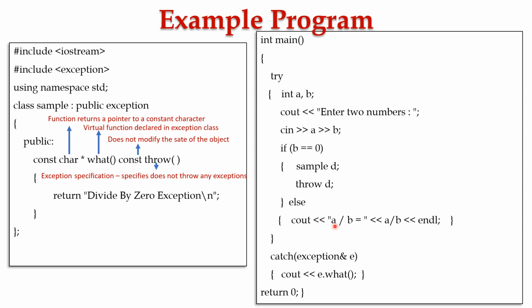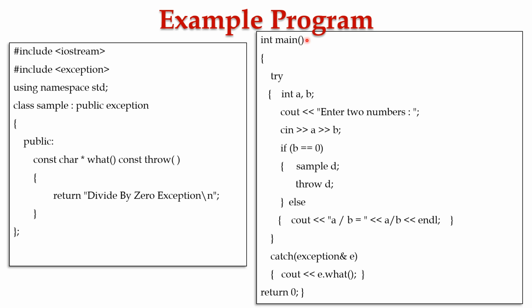the message A by B equal to. The message is displayed to the user, and then the value of A by B is displayed to the user in the output part. So this is the explanation for the example program. Now let's see the execution of the code.